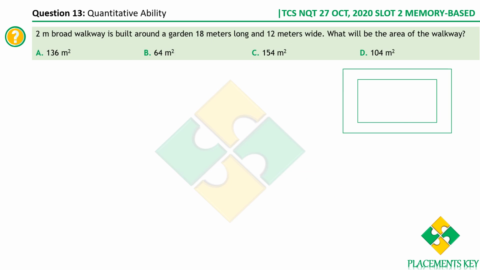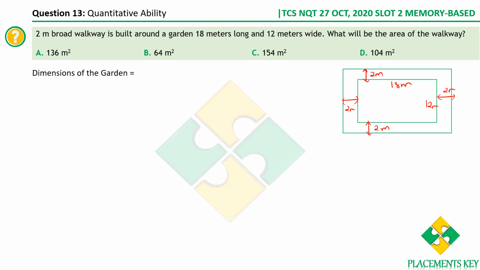A 2-meter broad walkway is built around a garden 18 meters long and 12 meters wide. So this is 18 meters long and this is 12 meters wide. Now there is a 2-meter broad walkway. This is the walkway that's constructed, so this is 2 meters, this is 2 meters, this is 2 meters. It's the equal distribution.